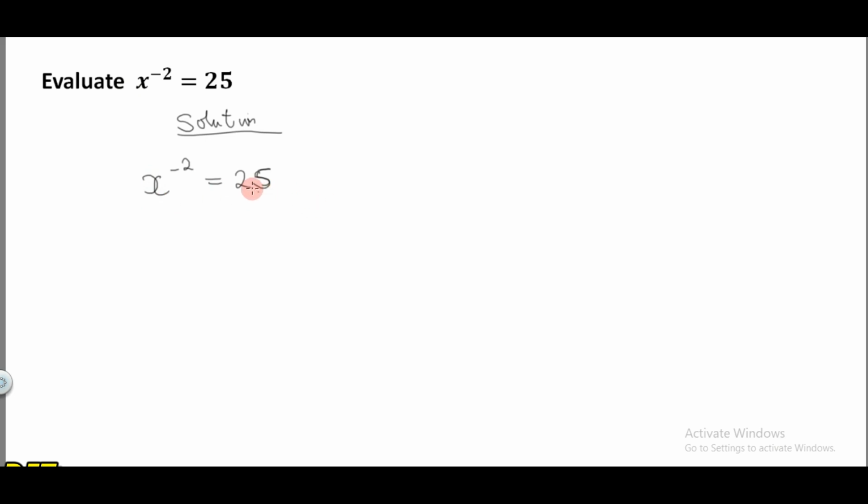So the first thing I would want to do here is to convert this 25 to an index number, is to convert it to index form. So 25 in index form can also be written as 5 raised to the power of 2, right? 5 raised to the power of 2 is 5 times 5, and that will give you 25, right? So instead of me to write 25 here, I can put the index form of 25, which is what? 5 raised to the power of 2.